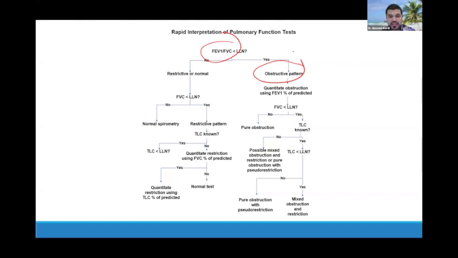Then we have to look at the forced vital capacity, the FVC. Is the FVC low? If the answer is no, then this is pure obstruction. This patient only has pure obstruction. This kid, for example, has simple asthma. The FEV1/FVC ratio is low, the FVC is actually normal, and he has a pure obstruction.